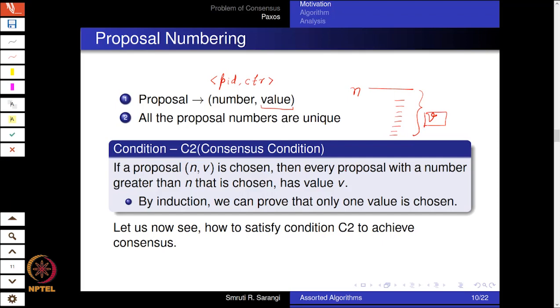So this is sufficient to satisfy. So condition C2 is sufficient to achieve consensus. Which is reasonably clear, that the moment we have chosen one value, any higher numbered proposal issued by any process, doesn't matter, has to again end up choosing the same value.